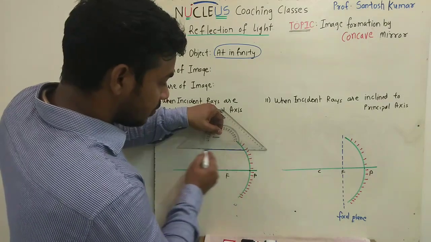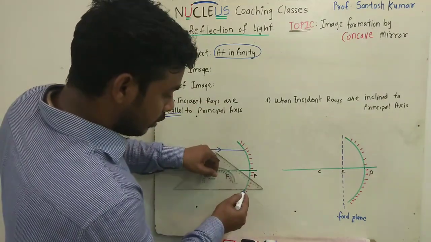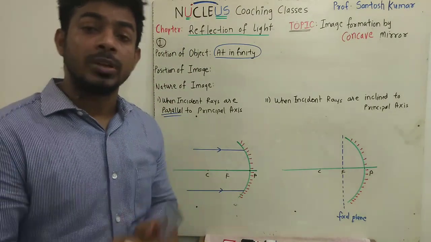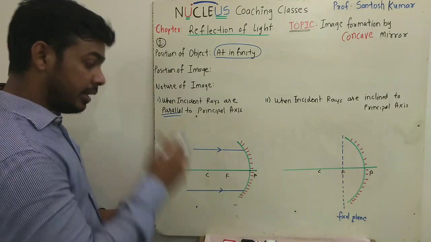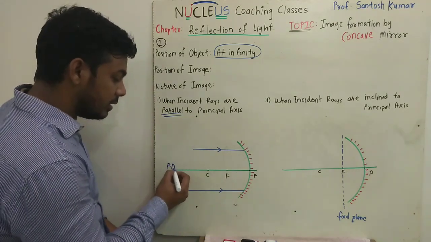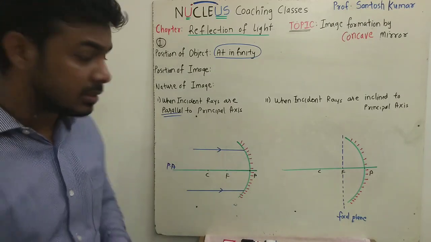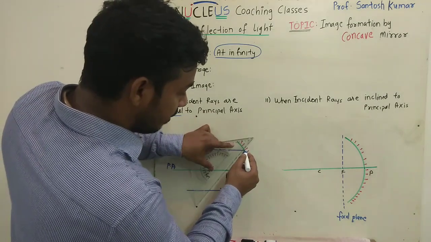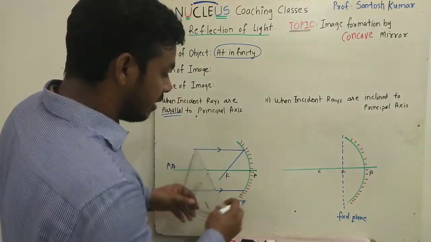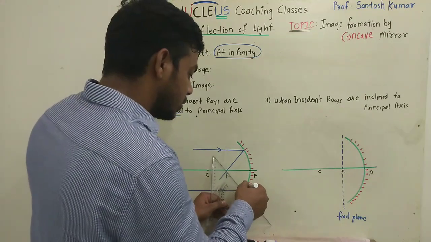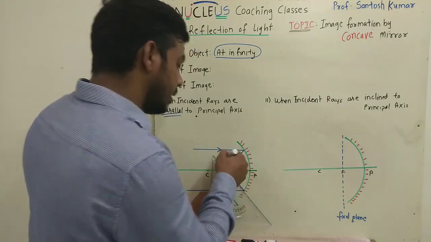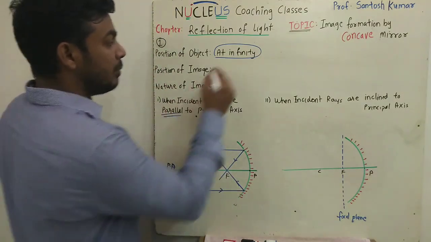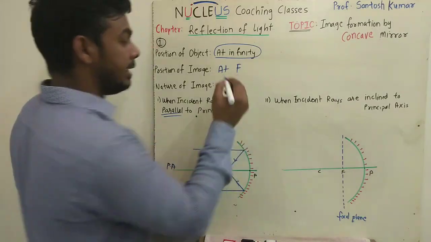So what I will do, I will draw these rays to be coming from infinity, because from infinity the rays are always coming parallel to each other. But here purposely I have taken that these rays are traveling parallel to principal axis. So definitely after reflection, we know this rule that if a ray travels parallel to principal axis, after reflection it will definitely pass through F. So here you can see that the rays are meeting at F. So where is the image formed? Come on, tell me. At F.